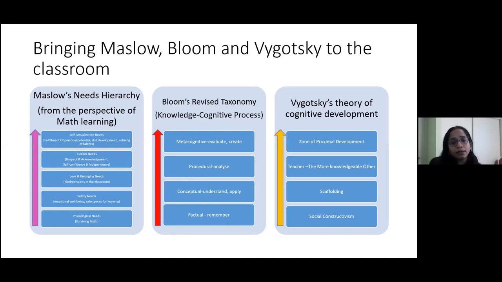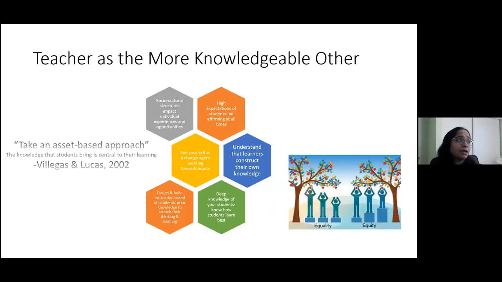Now, my goal through the visible thinking routines is to reach that stage of the metacognitive, where there is evaluation and creation. And all this will not happen without Vygotsky's influence or direction, where he says all learning takes place within social settings. So there is social constructivism. The teacher must provide the scaffolding, like you saw in the video that we played from 40 years ago. There was that scaffolding there that took care of the student. Then the teacher is the more knowledgeable other, and the teacher, through incremental improvement, will get the student to their zone of proximal development.